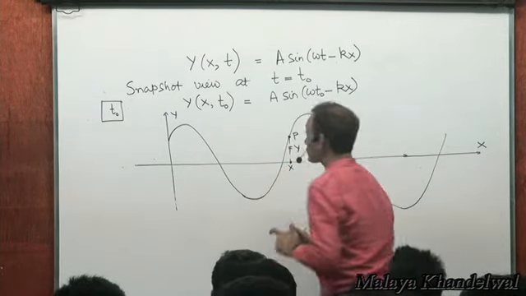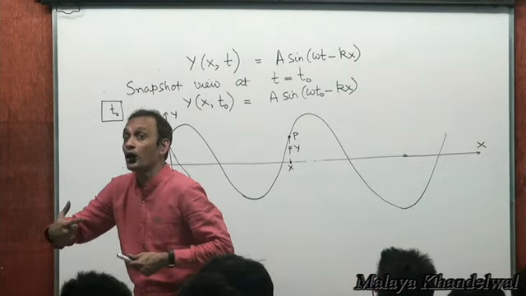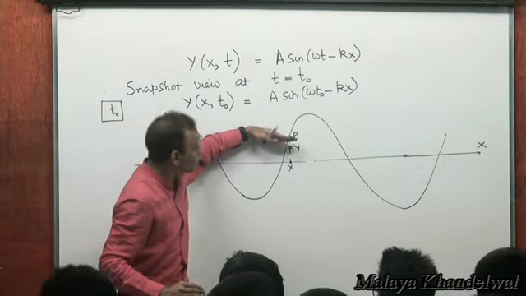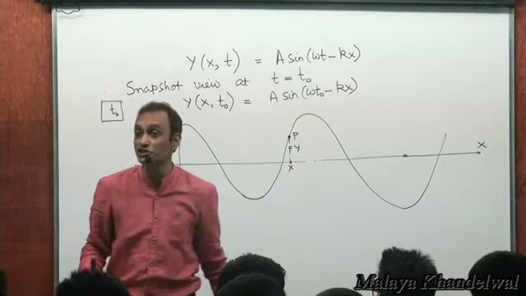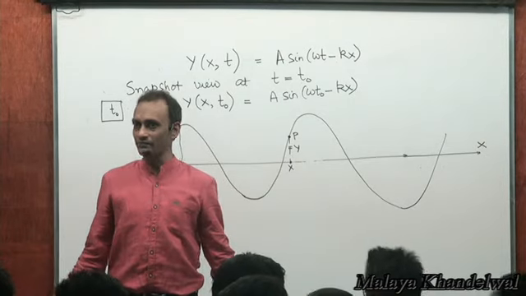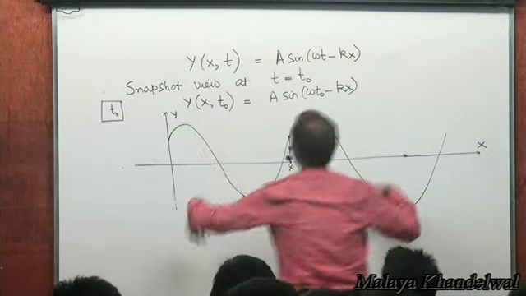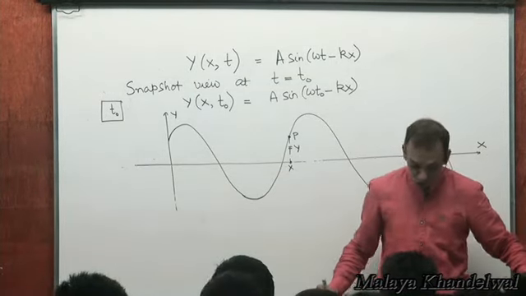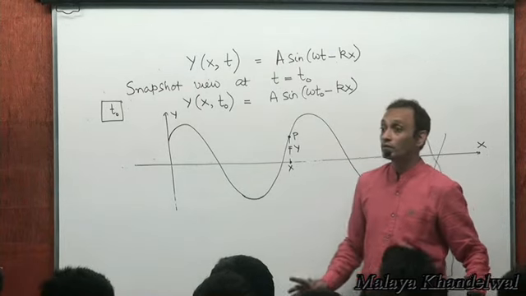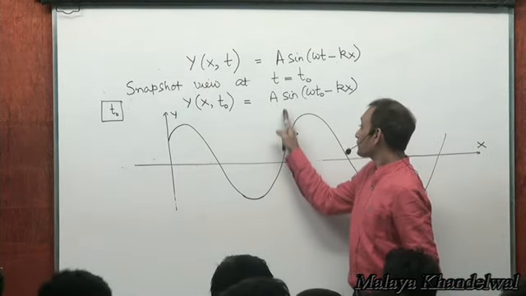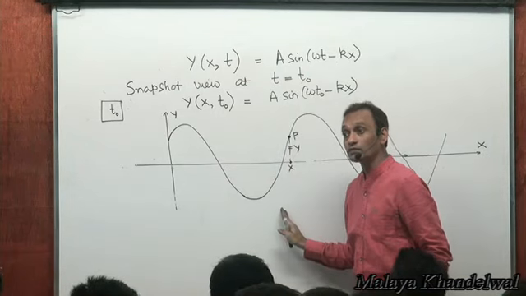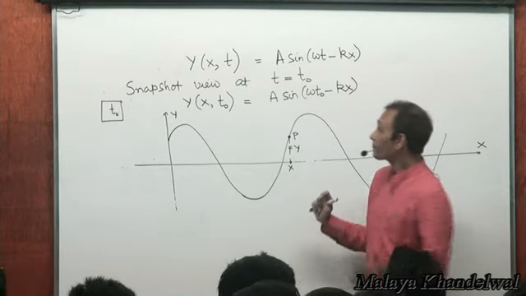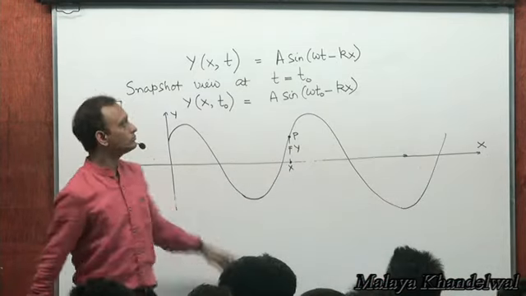Now, how would I know if this particle is moving up or moving down? That means an instant later, whether this particle would be found above this position or below this position. I need a model to describe that. This is a snapshot view at an instant t0. How would I know if at t0 plus 0.00001, this particle would be moving up or moving down? I would want to know that, isn't it?